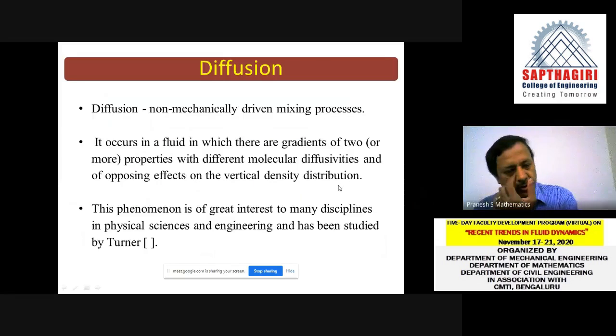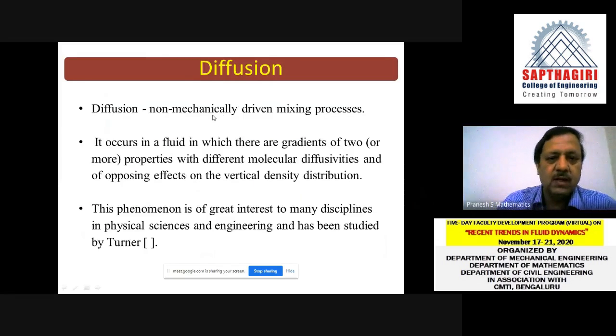Before we go to that, let us see what diffusion is. Diffusion is a non-mechanically driven mixing process. It occurs in fluids in which there are gradients of two or more different properties with different molecular diffusivity. This phenomenon is of great interest to many disciplines in physical science and engineering. The first person to study this diffusion was Turner.